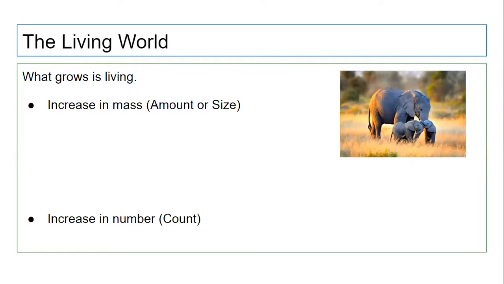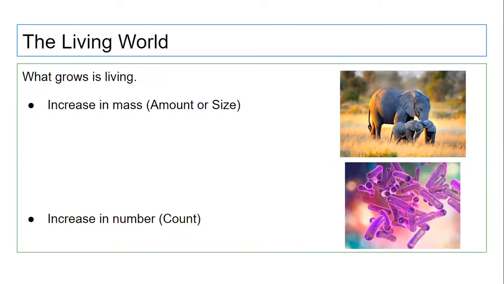With this example, you can visualize that an elephant would gradually increase in mass, which is its growth. Whereas when it increases in number, that would be its reproduction. We'll come on to that later on. Whereas in unicellular organisms, when they grow, they increase in number.